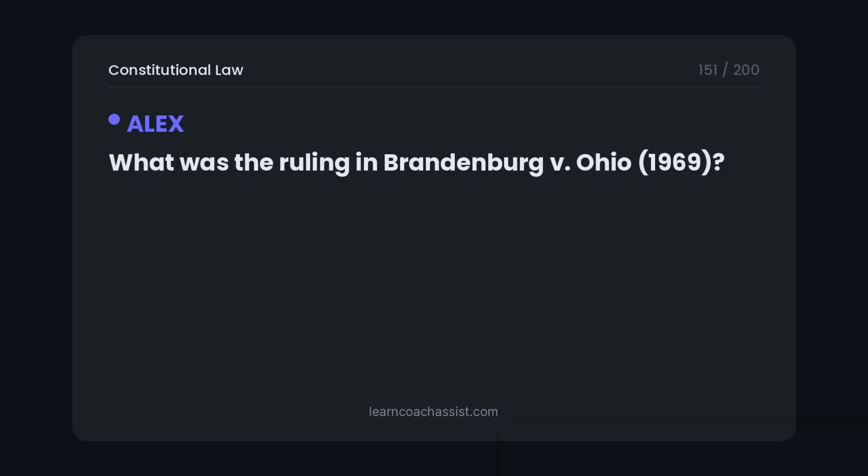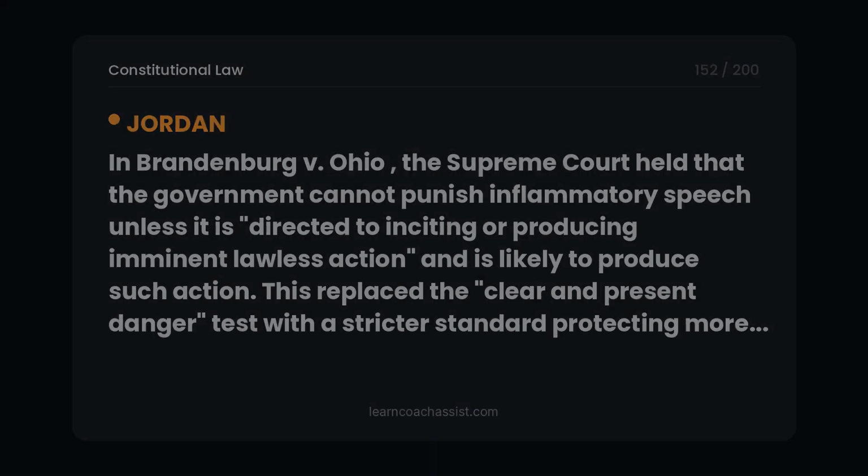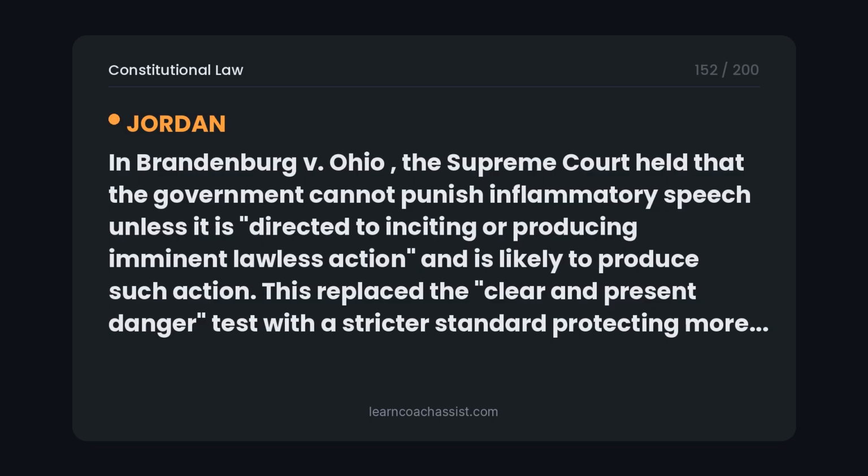What was the ruling in Brandenburg v. Ohio, 1969? In Brandenburg v. Ohio, the Supreme Court held that the government cannot punish inflammatory speech unless it is directed to inciting or producing imminent lawless action and is likely to produce such action. This replaced the clear and present danger test with a stricter standard protecting more speech.